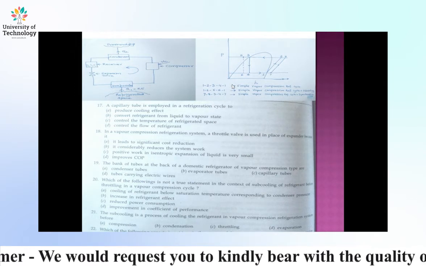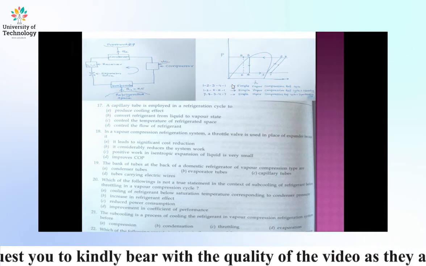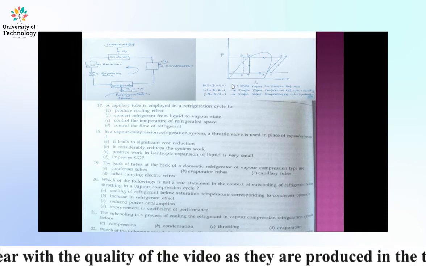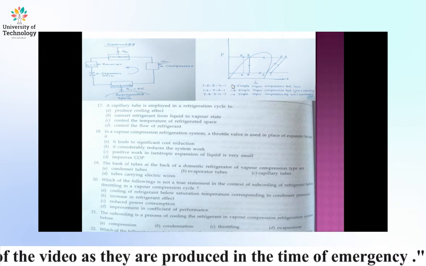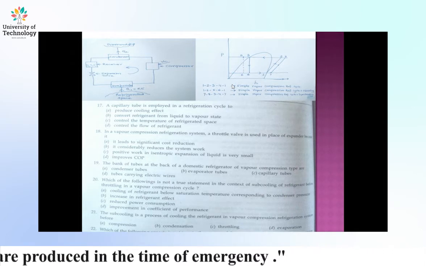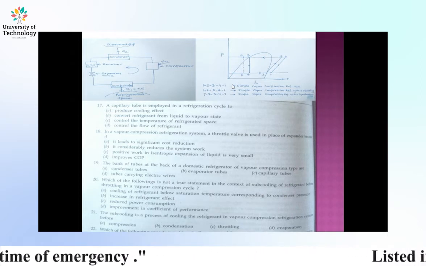So in a vapor compression refrigerant system, a throttle valve is used in place of an expander because the positive work in isentropic expansion of liquid is very small. That's why we are using a throttle valve.